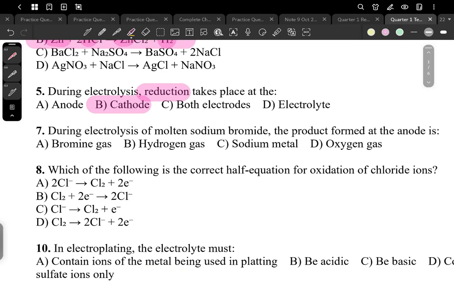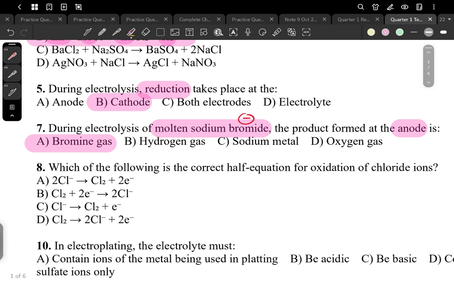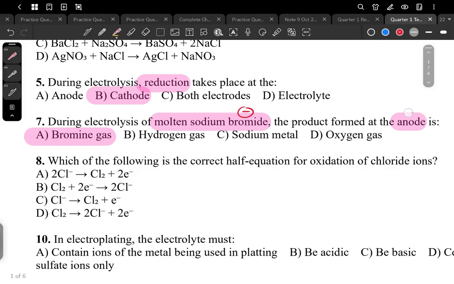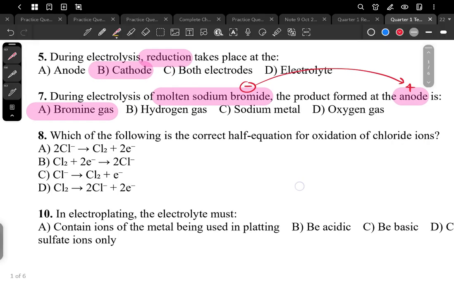During electrolysis of molten sodium bromide, water doesn't exist here, as we said before. The product formed at the anode: the anode is positive, so I'm going to choose the negative ion, which is the bromide. Bromide ions at the anode will be oxidized, forming bromine gas. This is the answer. The anode is positive, so the negative ions will go to the anode, and there they are oxidized from bromide ions into bromine gas.